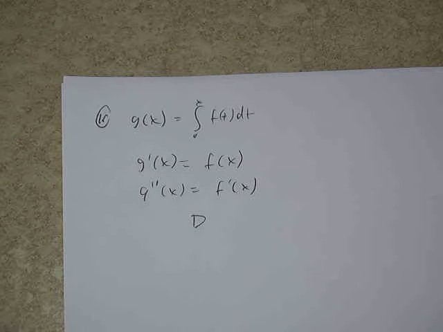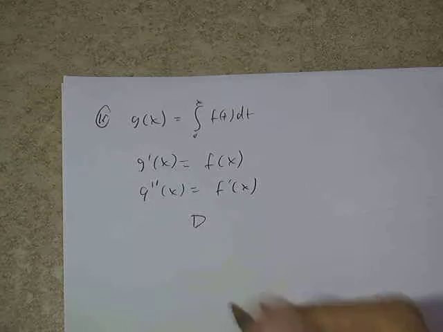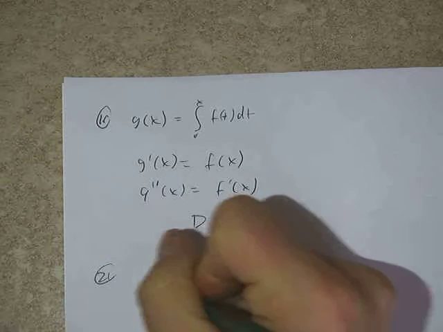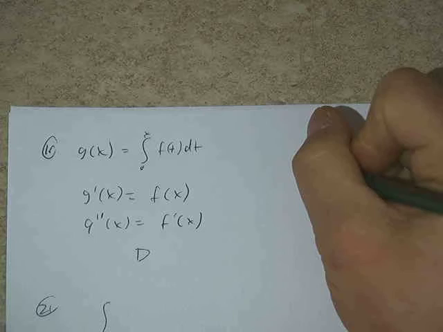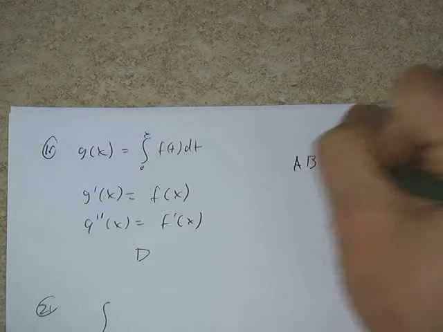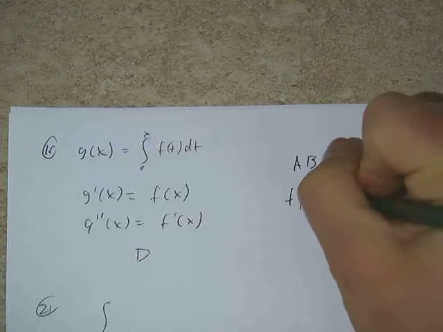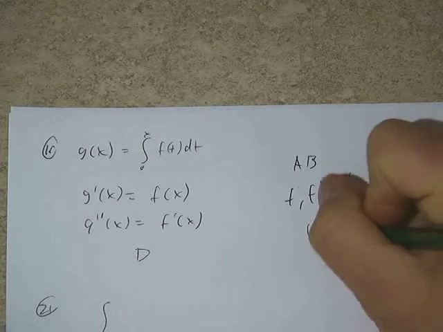Anything else in that group? How about the next group, 21 to 25? And 21, we have, just for the record here, that AB problem, F prime, F double prime relationships.